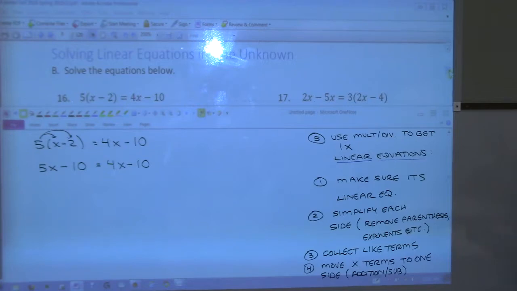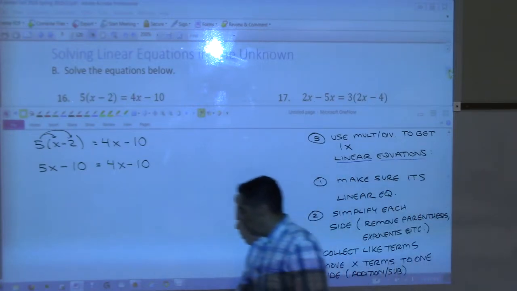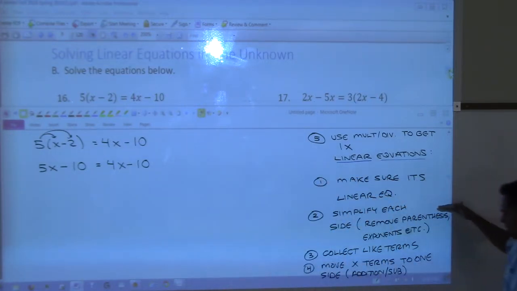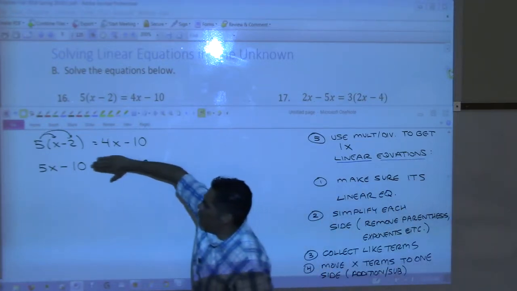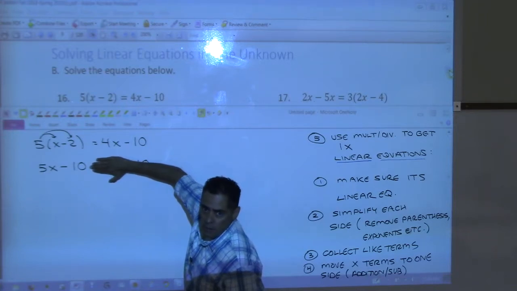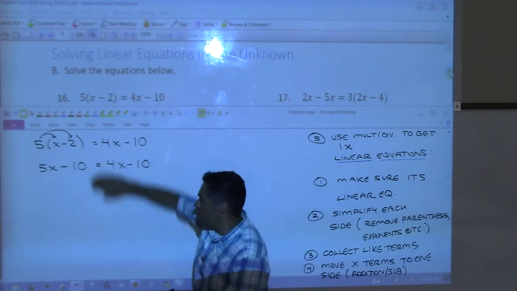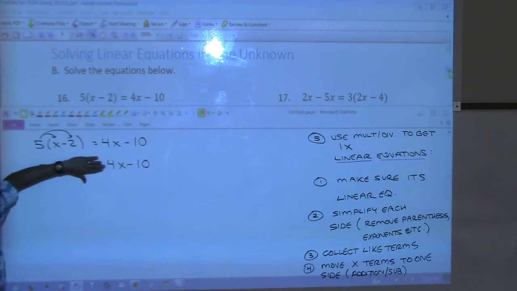I know Miranda's here. Okay, Miranda? What would be our next step here? I think we're on step 3, right? Is there anything that we can collect that are like terms on each side individually? Can we put those two together? No, because one of them has an x, the other one doesn't. Over here, Miranda? No, can't put any of those together. So step 3 here for us, we didn't have to do, right?